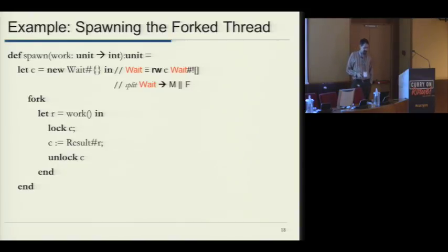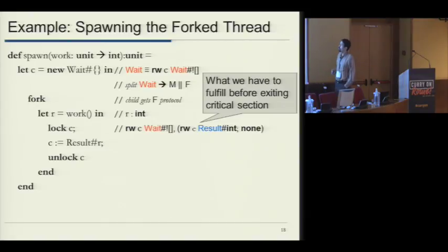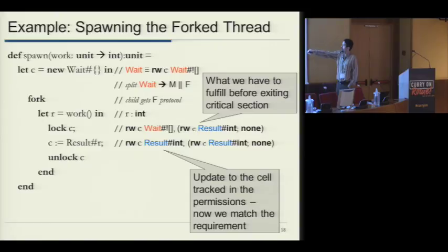So now we'll split this protocol into the states, the protocols M and F, and the child gets the F protocol when we fork. We do some work in the child, we get an integer out of it for R. When we lock C, then we go into the F protocol and we discover, oh, this must be in Wait, because that's what the protocol says. And so in this critical section, we then can assign to this resource. This assignment wouldn't work unless we actually had a permission to that cell, but it does work. So we assign to it, we tag it with the tag Result, and we pass in the integer R.